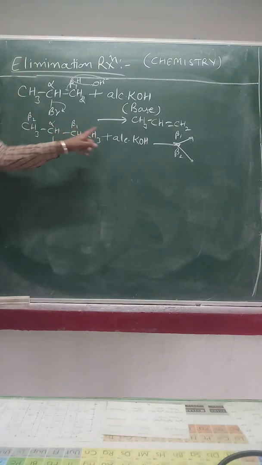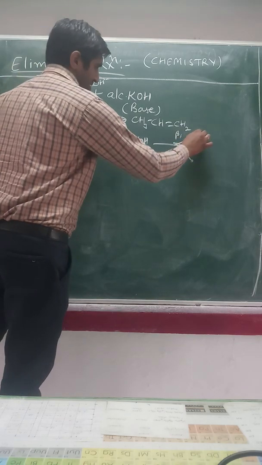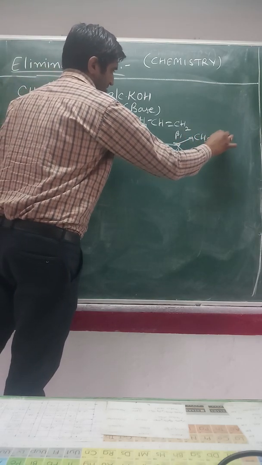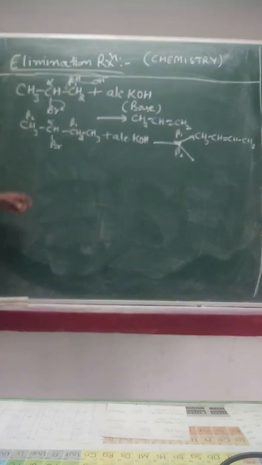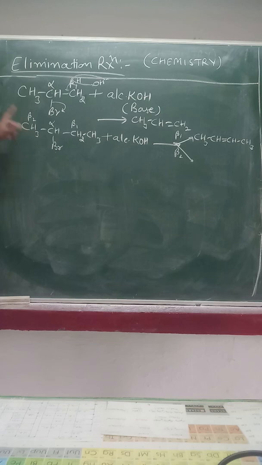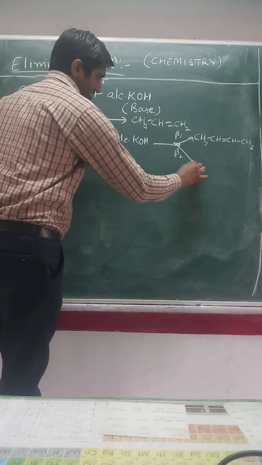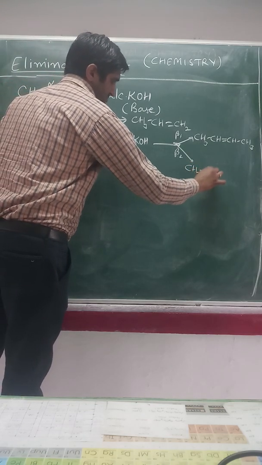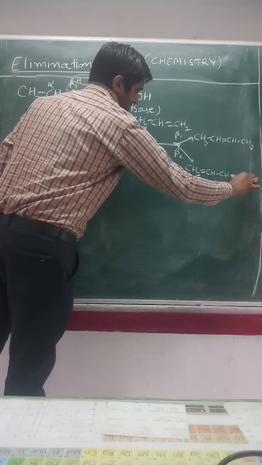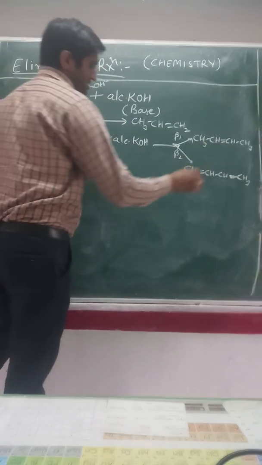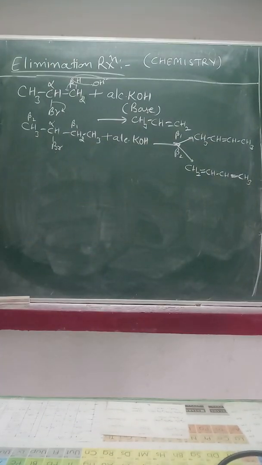Suppose if we abstract H from here, then there is a double bond between these 2 carbons and the product is CH3, CH, double bond CH, CH3, and if abstraction of proton from beta 2, then there is... Now suppose we are having 2 products, which one is major and which one is minor? This is decided by the Saytzeff rule.